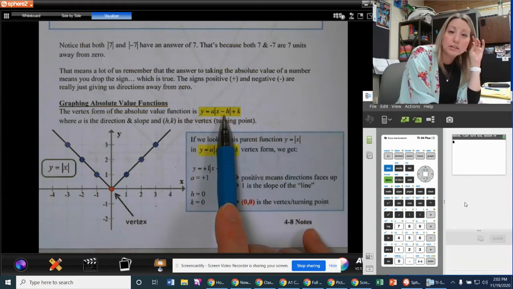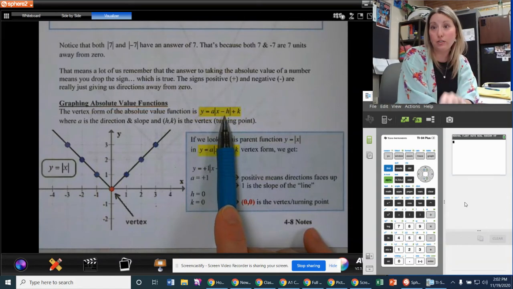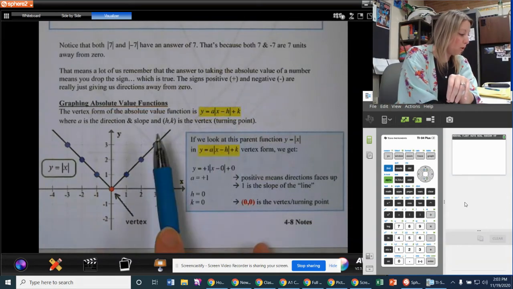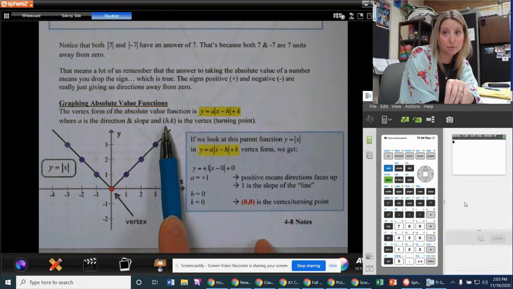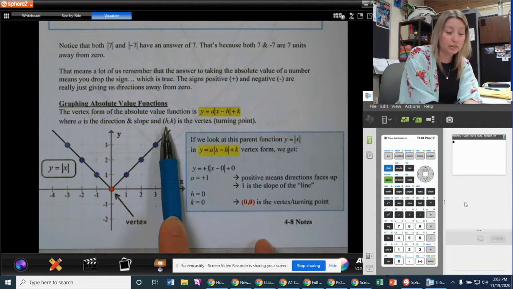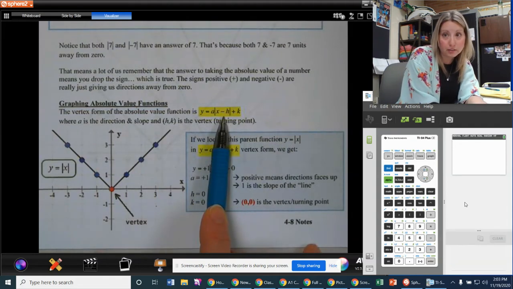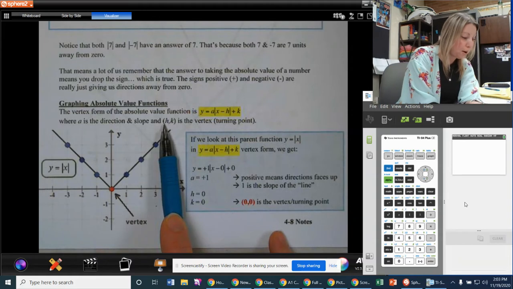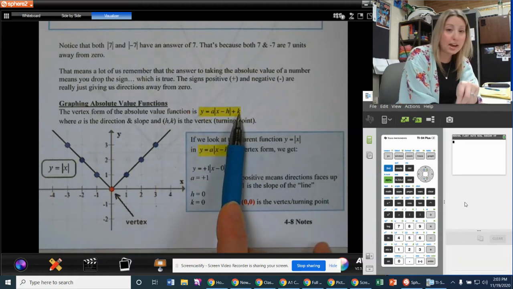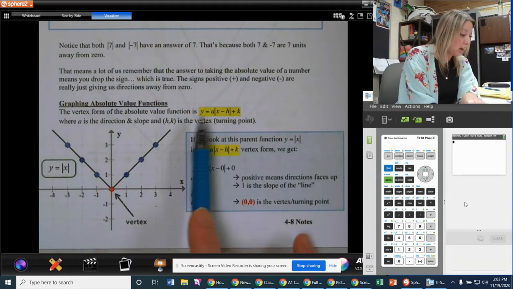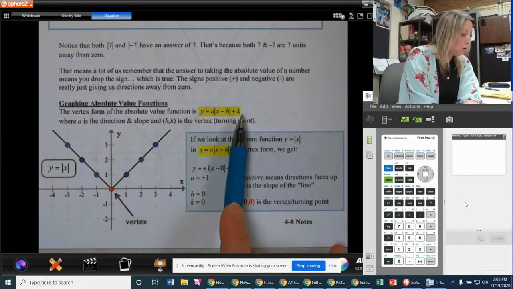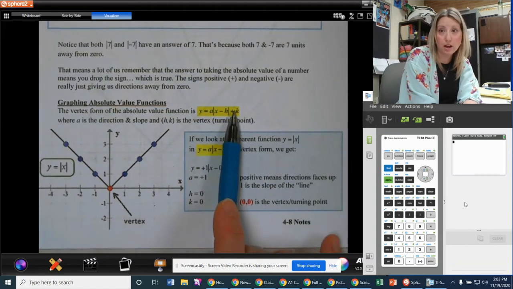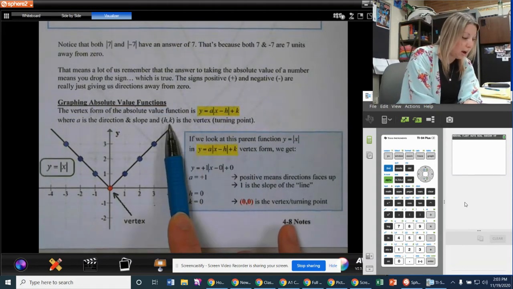Now notice that inside the bars, h is negative, but when I pull it out for a vertex, it's positive. That means that inside the bars is the opposite sign of the number I pull out. K on the outside is positive and the same in the point. So this sign here is correct in the vertex.